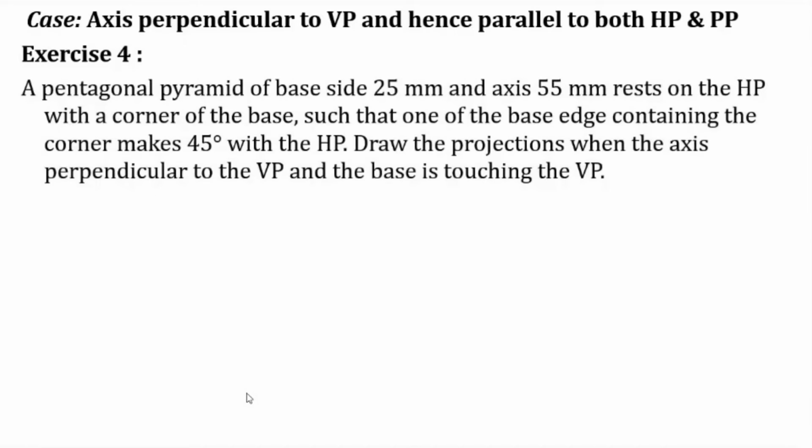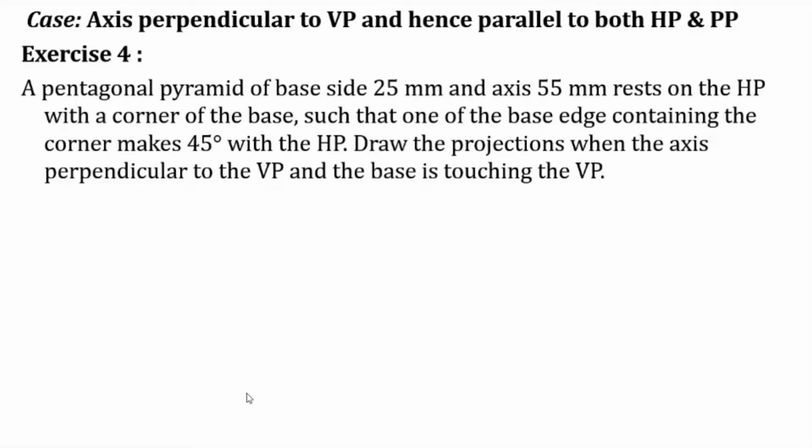So the question is, this is a case of a pentagonal pyramid. A pentagonal pyramid of base size 25 millimeter and axis 55 millimeter rests on the HP with a corner of the base such that one of the base edges containing the corner makes 45 degrees with the HP. Draw the projections when the axis is perpendicular to the VP and the base is touching the VP.